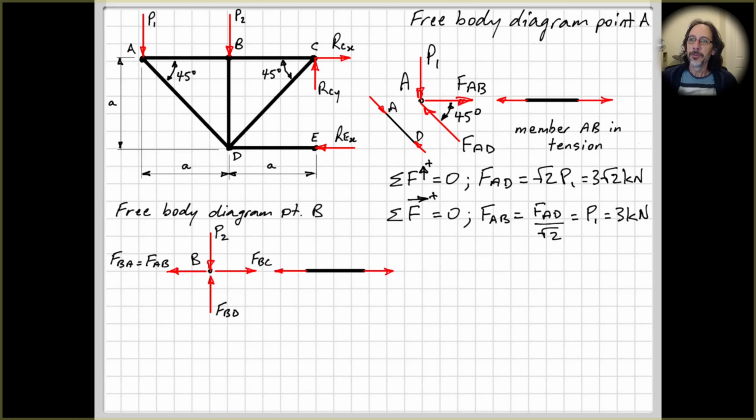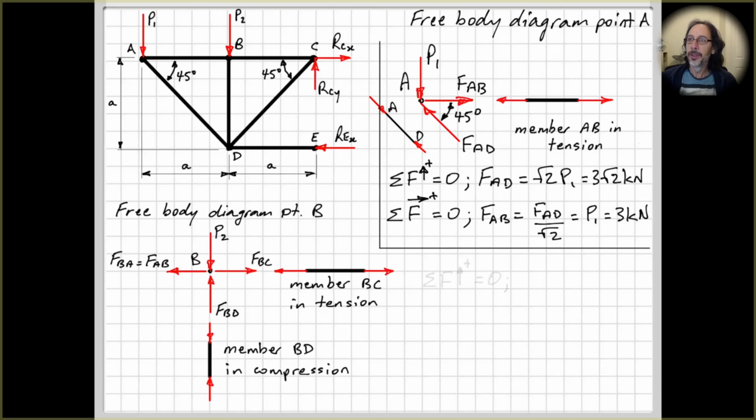Okay, and again we can draw our free body diagram of member BC and see that that's in tension. So looking down here, if this force FBD is pushing upwards, then equal and opposite on the member at B must be pushing downwards. Okay, so member BD is in compression.